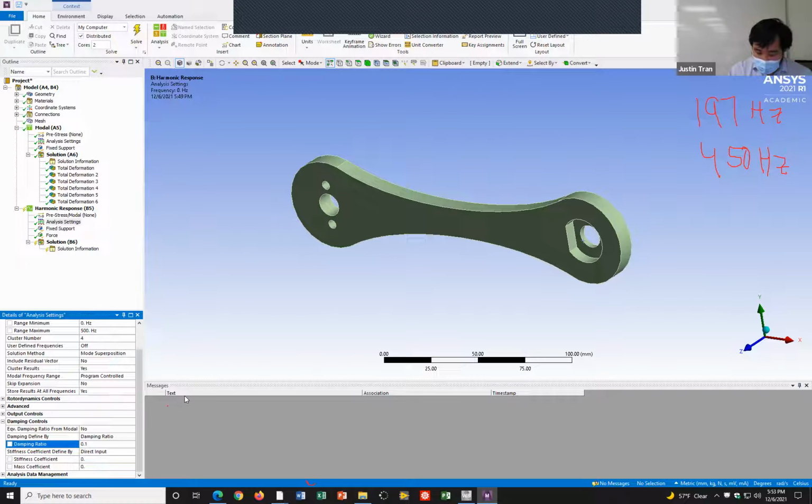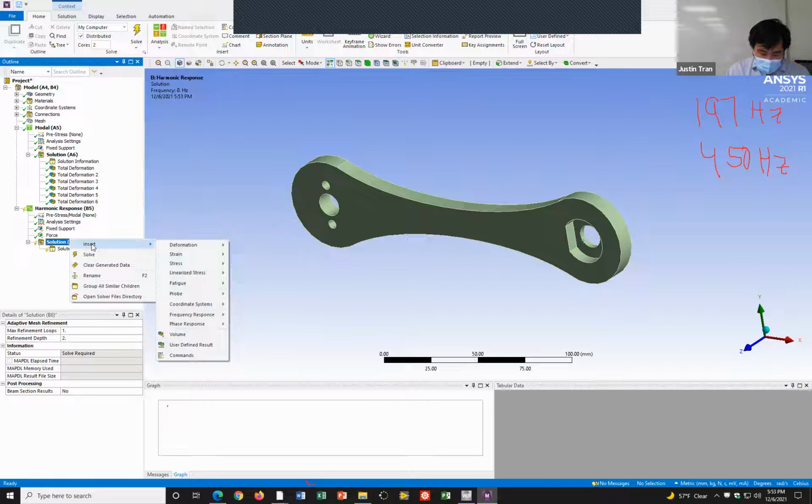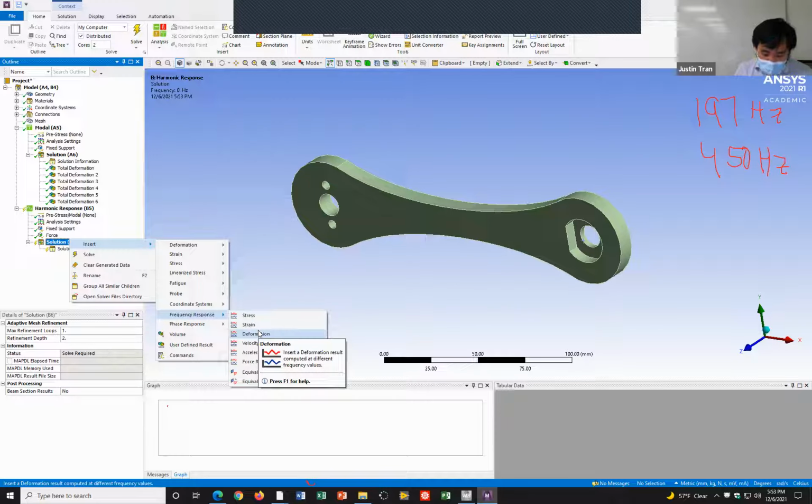Okay, so those are the three main settings that we're going to change here. Any questions on this? All right, and the last thing we're going to add here is something for the results. We're going to right click on solution B6, go to insert, go to frequency response, and then go to deformation.